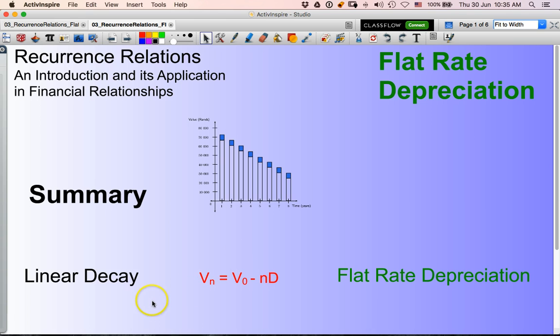Now, flat rate depreciation can be modelled using the following recurrence rule. Vn equals V0, in other words, the purchase price, minus nD, where n typically will be the number of years.